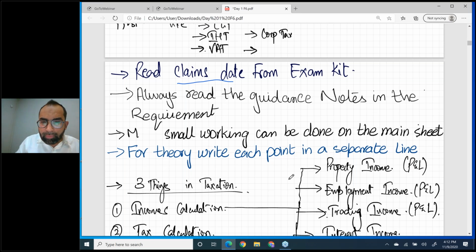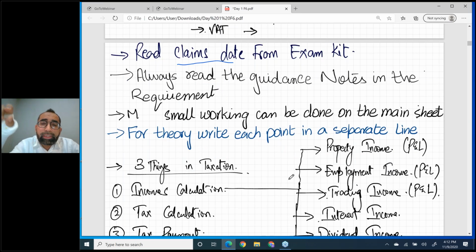Now one more thing, you have seen that many students waste time in workings. They do a lot of workings, and this will consume time. So for short workings, like for example car benefit, cost of car multiplied by the percentage, you can do it in the main spreadsheet using brackets. In this way your time will be saved. This is the instruction of the examiner, right?